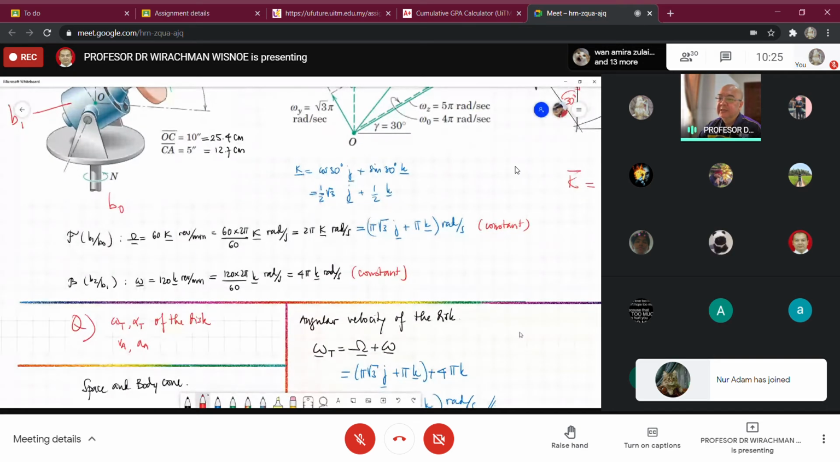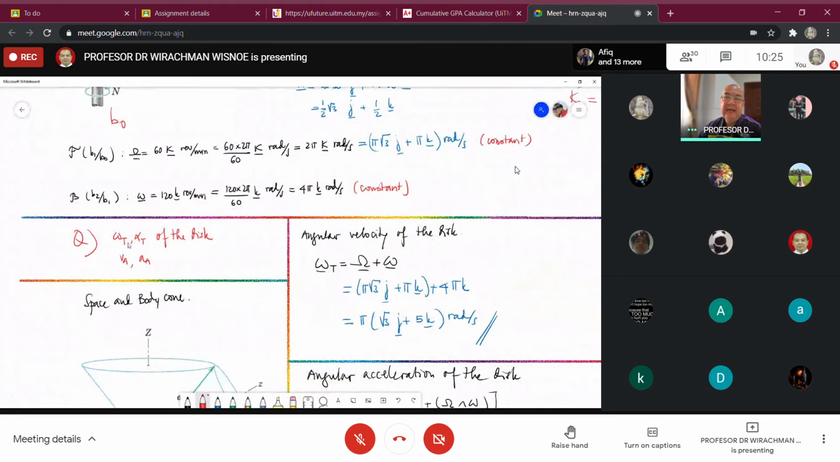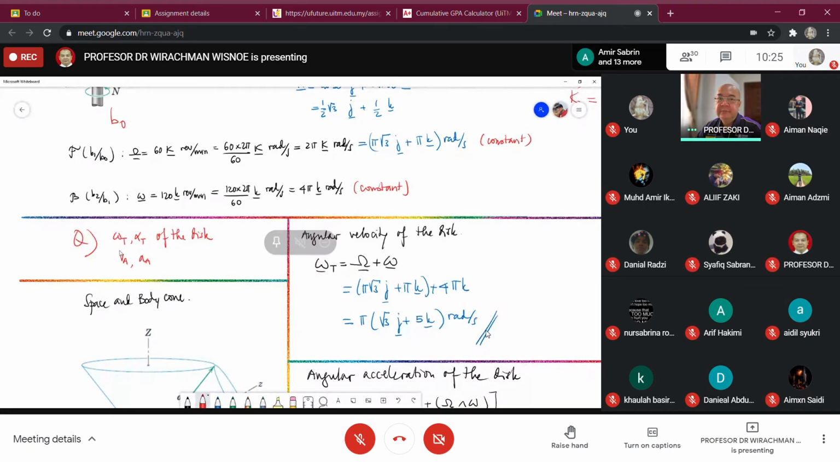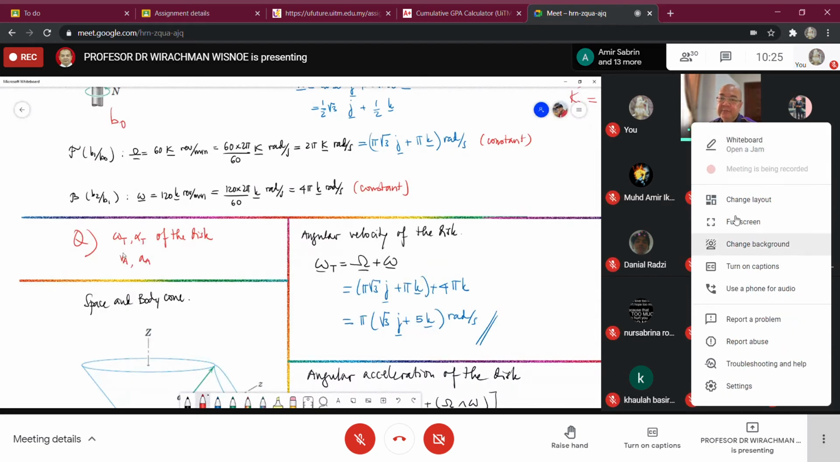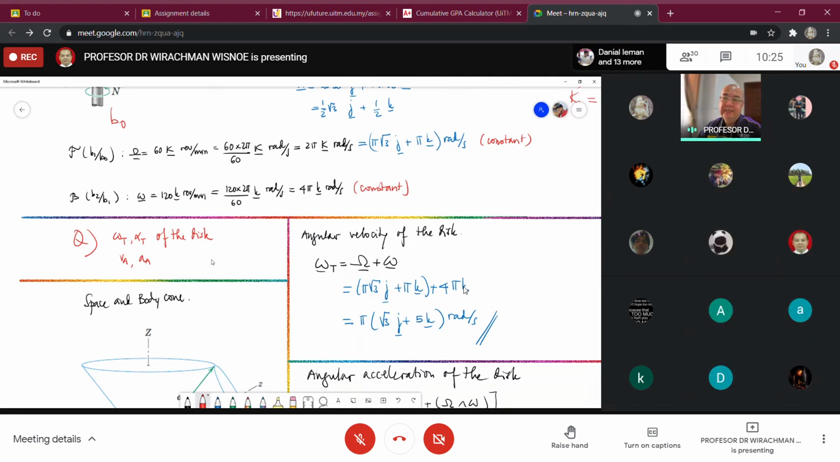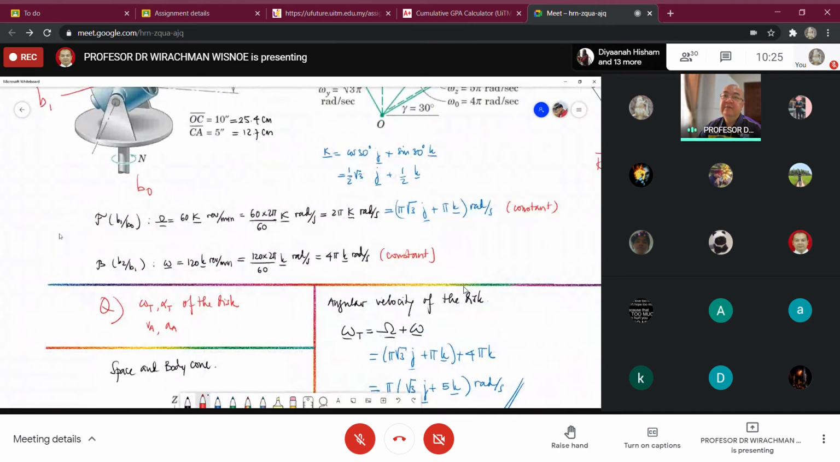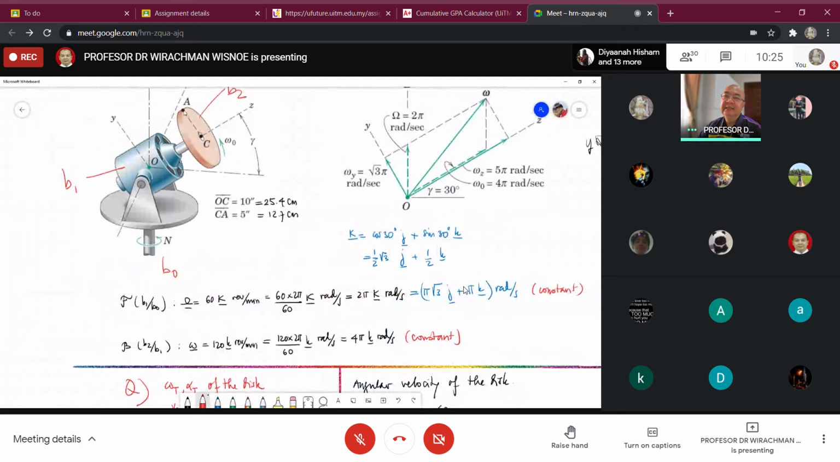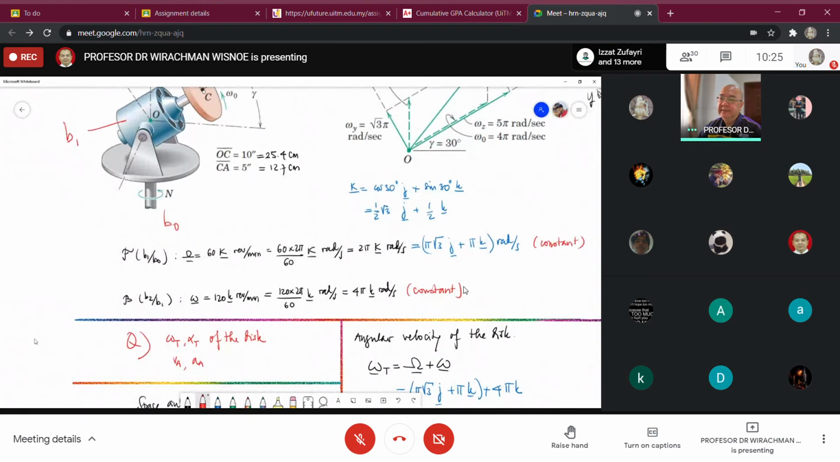Okay, so the question is about omega t, alpha t. Omega t is the total angular velocity that includes B1 and B2, with respect to B naught. Alpha t is the angular acceleration, and then it is also asked V1, VA, the velocity at point A. This is the point A. So what is the velocity of A and acceleration of A with respect to point O, I think.